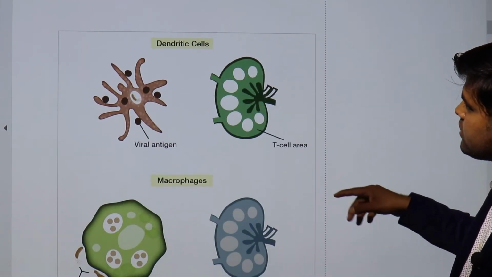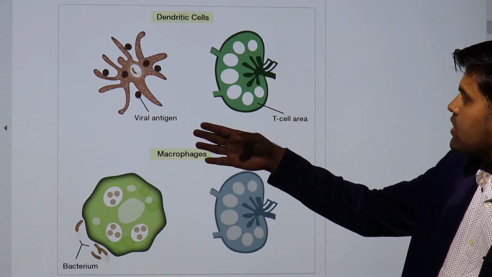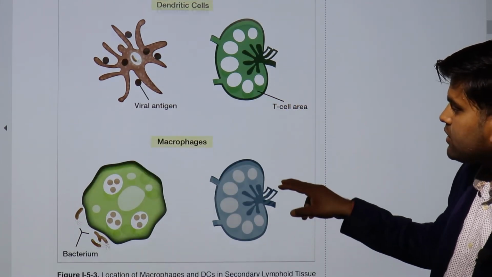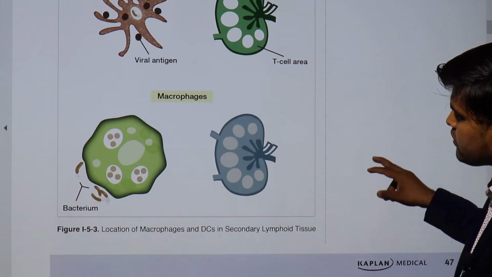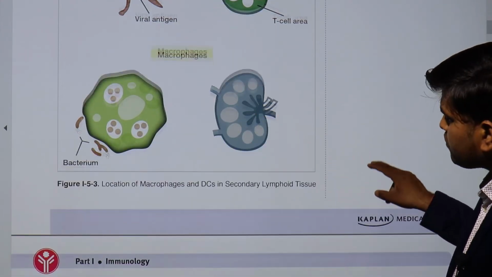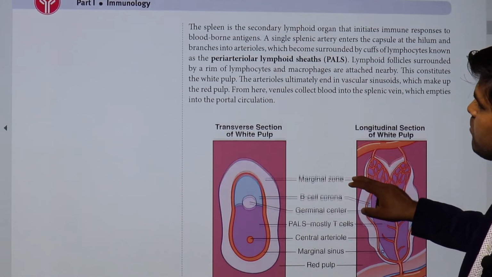Here you can see the dendritic cell and the T cell area inside the lymph node. These are the macrophages, and bacteria are engulfed by the macrophages, which has been shown over here. Now we will talk about the spleen.